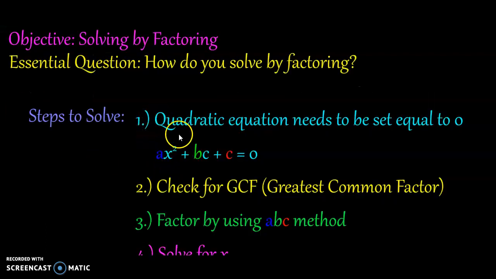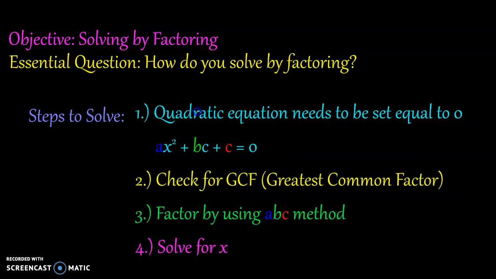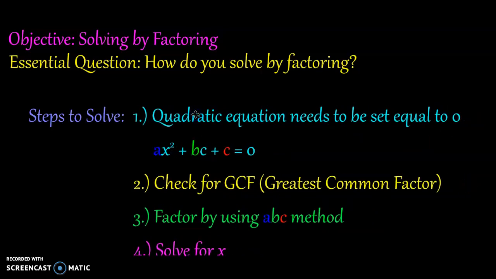So again, to review the steps, I added the first step just to make sure you don't skip it. Your quadratic equation needs to be set equal to 0. That is one very important key. Make sure you set your equation equal to 0. What we mean by that is we have ax squared plus bx plus c equals 0. We have a, b, c.